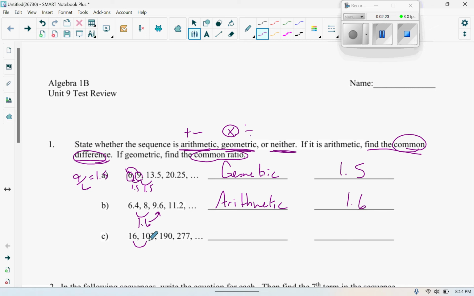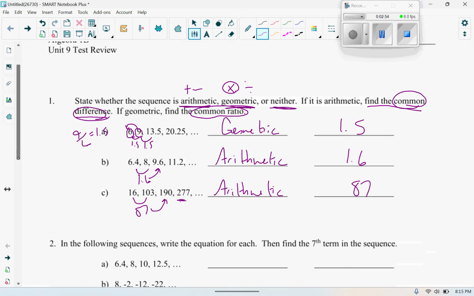Okay, let's see this one. Gosh, I don't know. Let's see what I'm adding between the two. 87, because 16 plus 87 is 103. Oh, look at that. 87 plus 103 is 190. 190 plus 87, let's check that, is 277. Okay, so this is also arithmetic, and it has a pattern of 87.